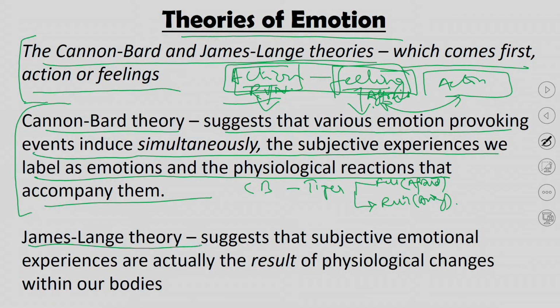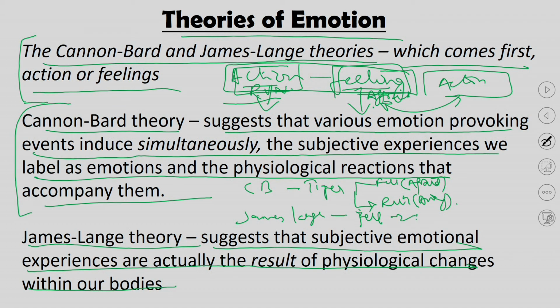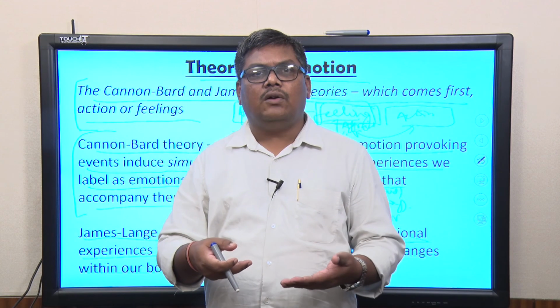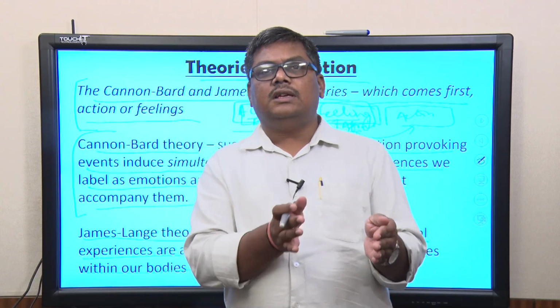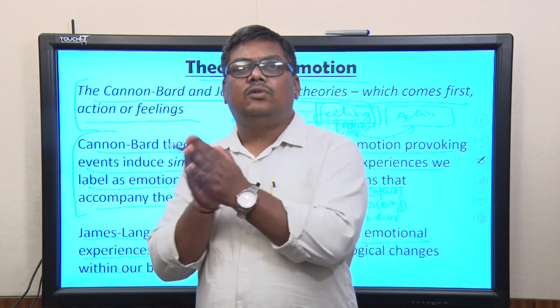In contrast to that, the James-Lange theory suggests that subjective emotional experiences are actually the result of physiological changes within our bodies. So, what James-Lange says is that you first feel, then you run. When a tiger enters the room, you feel a little bit aroused, and because of that arousal the body responds. Once you feel aroused, you start running, and then you feel afraid. So, first physiological changes happen, and those physiological changes actually lead to the emotion.